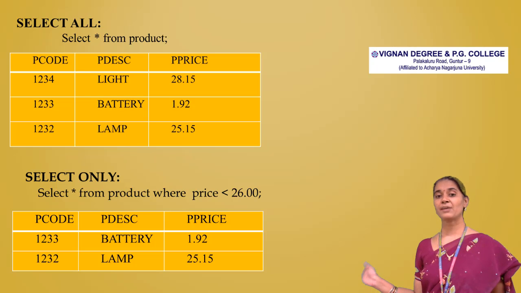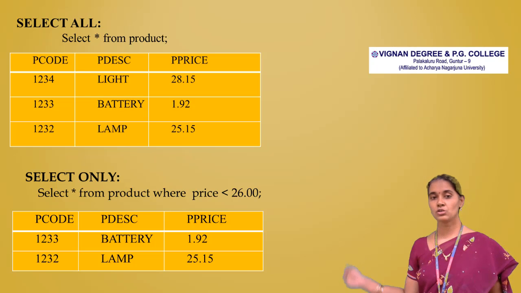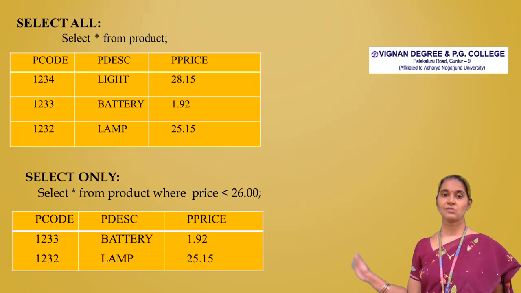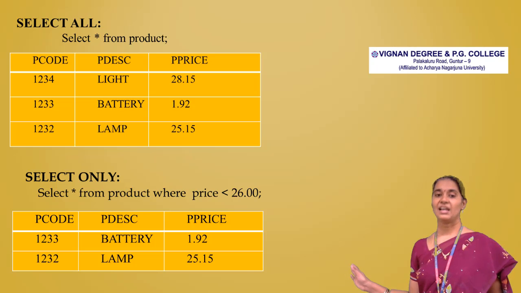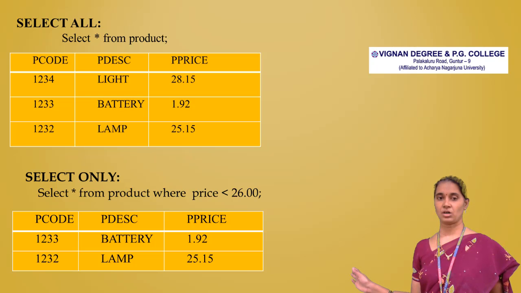So the rows whose product price is less than 26 are the only ones being displayed here. It will not display the lamp information, only battery and lamp information from the product table. This is about the select command.